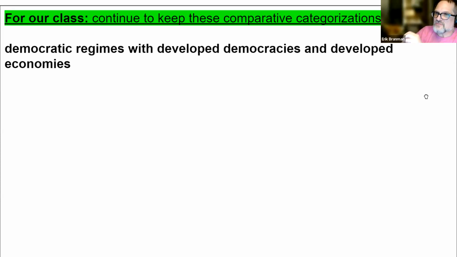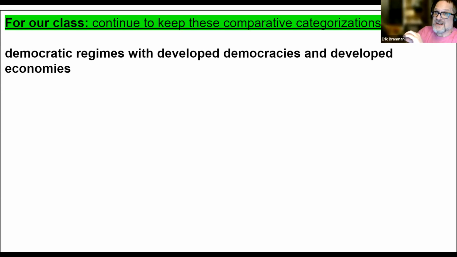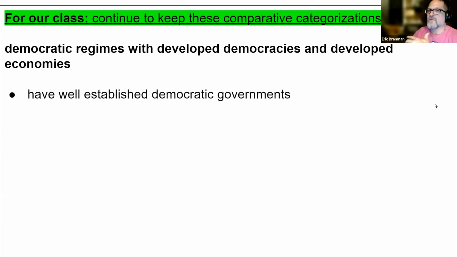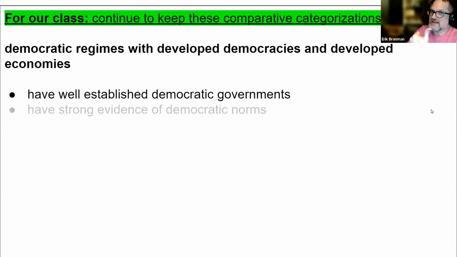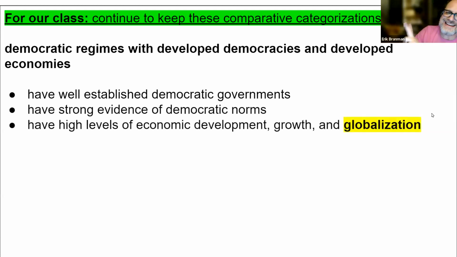One, democratic regimes, so that's democratic political systems with developed democracies and developed economies. Why is this categorization important? These are countries that have well-established democratic governments, strong evidence of democratic norms, and high levels of economic development, growth, and globalization connected with the rest of the world economically.